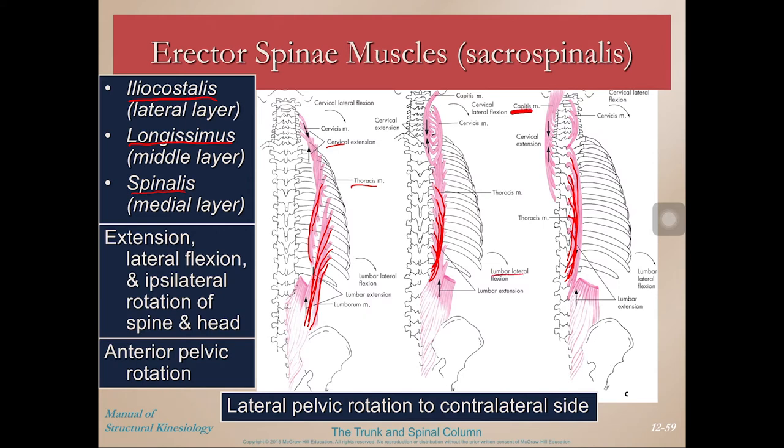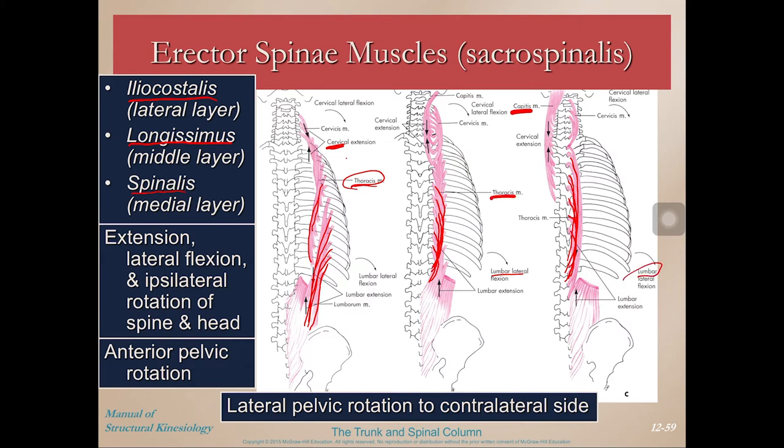So depending on which layer and which region you're talking about, you might say, you know, the longissimus thoracis, because it's the longissimus layer in the thoracic region. Or you might say the iliocostalis thoracis. This would be longissimus thoracis. Or you could have the lumbar spinalis.